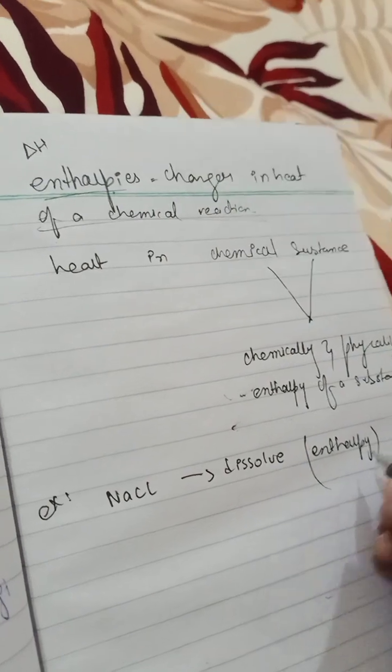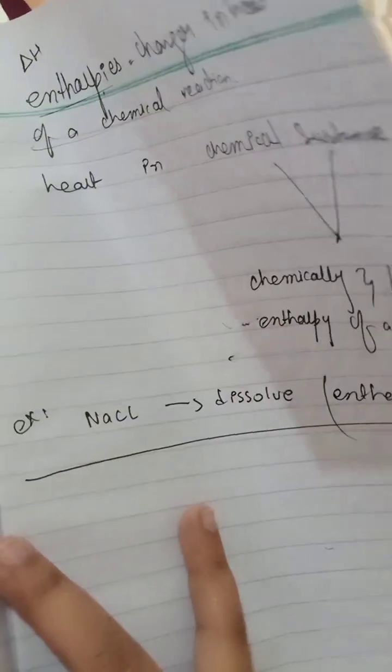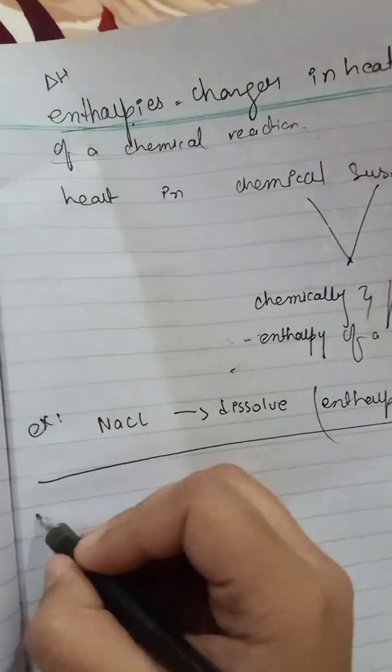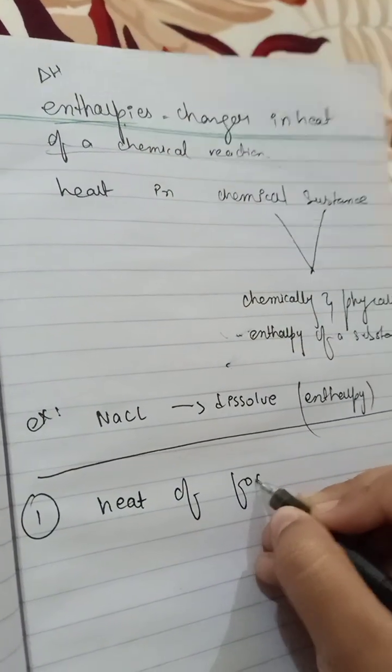So we have a few types of reaction. There are 6 types of enthalpy reaction. We are going to discuss 3 in today's video, and 3 in the next video. First is the heat of formation.